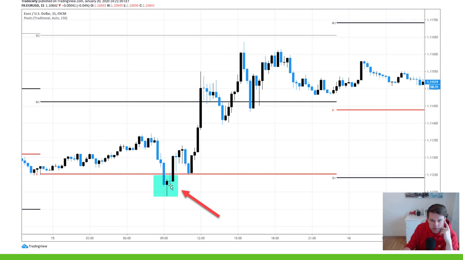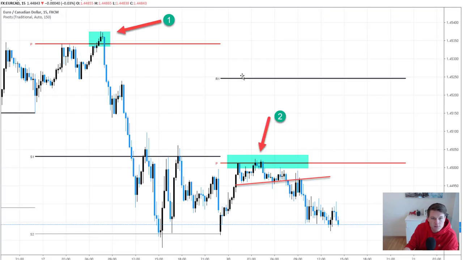So sometimes you can see an immediate rejection with a pin bar of or around a central pivot point. And if you can see that with the pin bar, and then the next candle was a very, very strong momentum bar, then you can have a very good idea that the market doesn't have enough power to stay below the pivot point. And then the rally started afterwards.